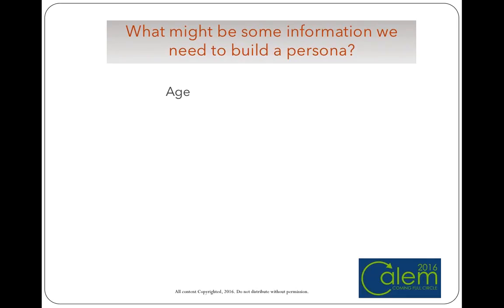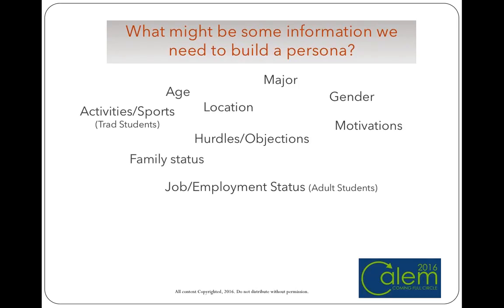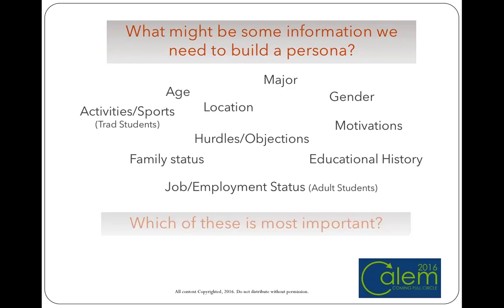Have you seen these slides? Because it's pretty good. What else? Gender. Employment status. Location. Major. Motivations. Hurdles. Objections. Activities. That's more for trad programs. Job employment is more for adult programs. Or family status. Educational history. What's most important of all these for personas specifically? What's most important?